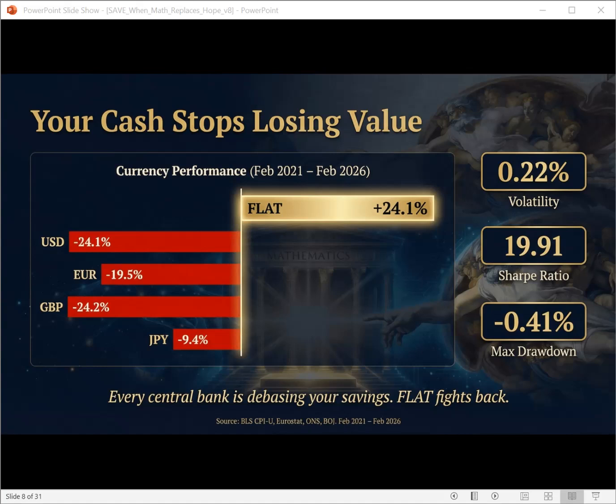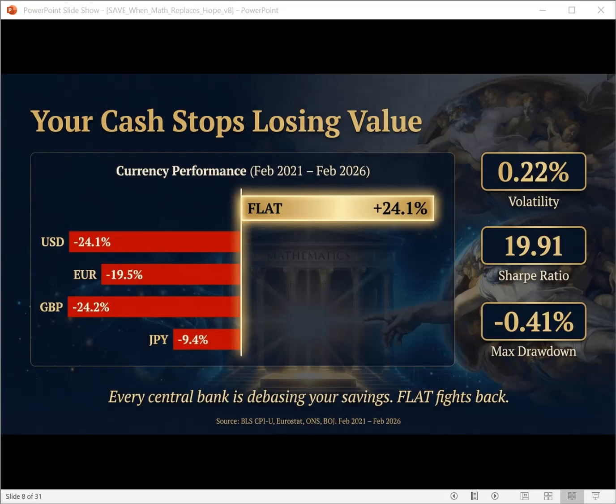Over a 5-year backtest, flat gained 24.1% against the dollar, 19.5% against the euro, 24.2% against the pound, and 9.4% against the yen. It did this with 0.22% volatility and a maximum drawdown of just negative 0.41, sorry, negative 0.41. The risk-adjusted return, Sharpe ratio, 19.91, is astronomical because flat is a stable coin. It has near zero volatility but positive real returns. That is what happens when you peg to purchasing power instead of a depreciating currency.